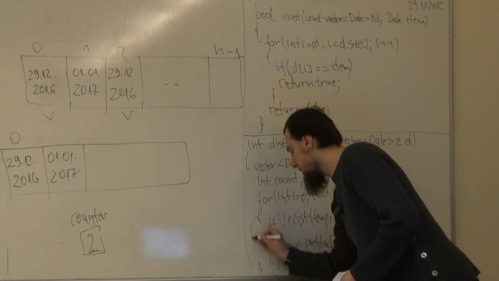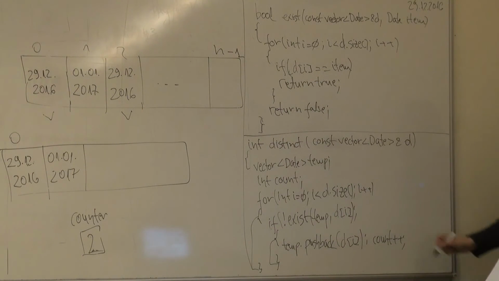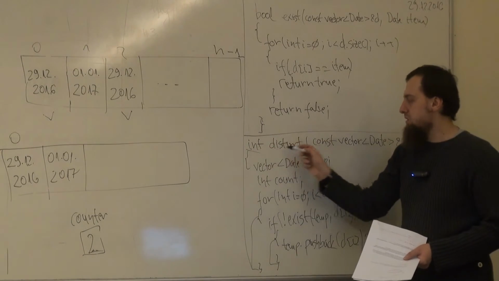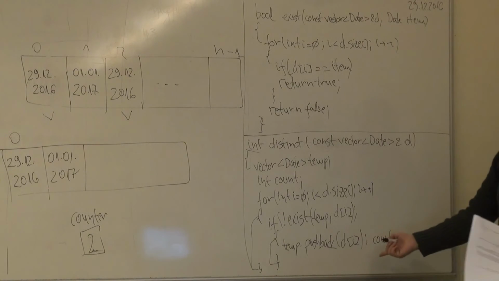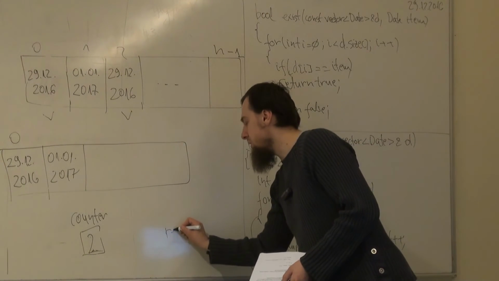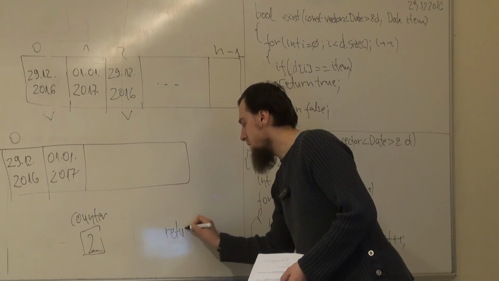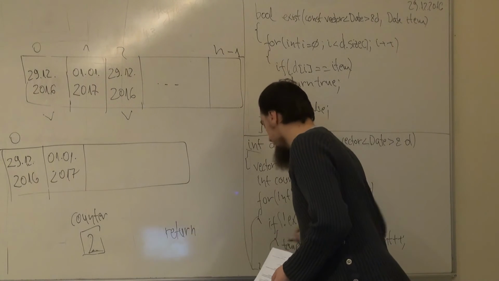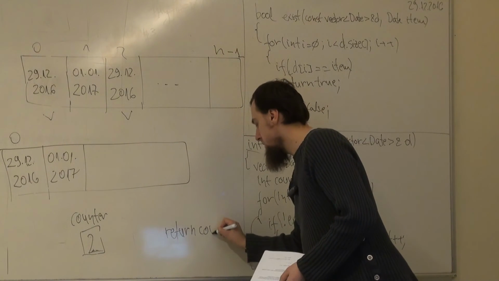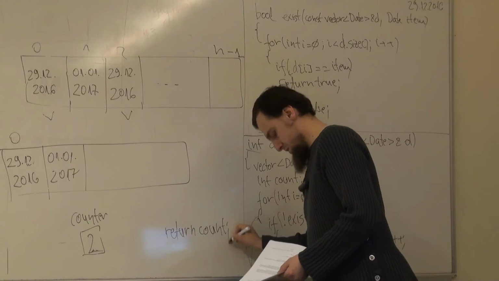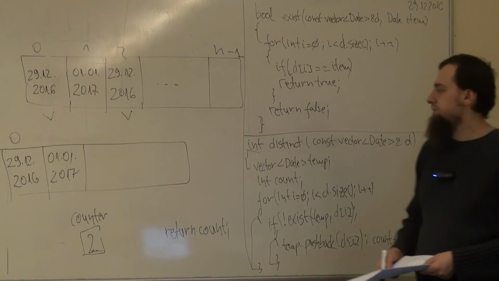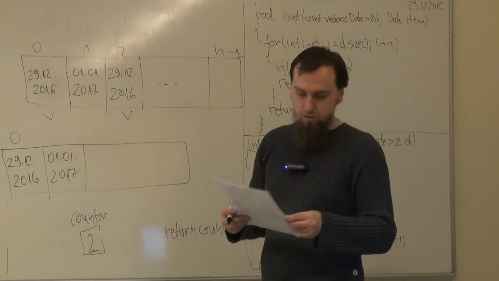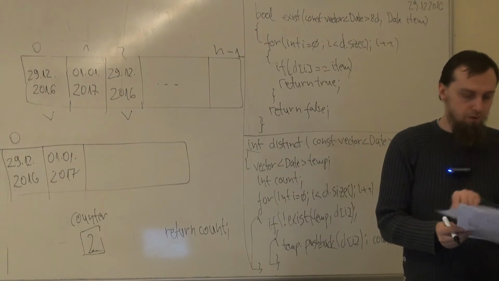This is for this guy here. And what should I return in the end? I'm expecting an integer, which is the distinct dates here. Of course, in the end I don't have place here, but in the end you return the counter. Return count. Okay, this is it. Any questions about this program here?